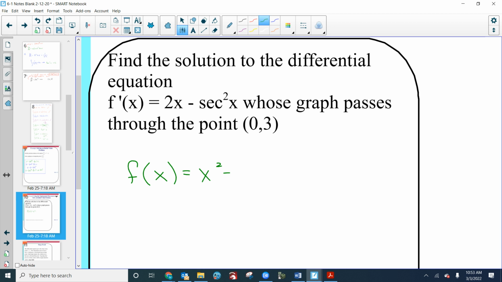Minus, you got this, tangent x plus a constant. 3, 0. What's the tangent of 0? Sine of 0 over cosine of 0? 0. So C equals what? C is 3. So f of x is x squared minus tangent x plus 3. Good? Good? Beautiful. Beautiful. Now, slope fields.